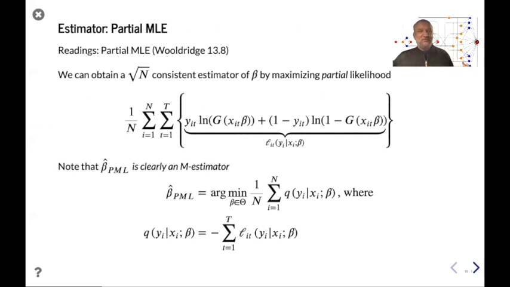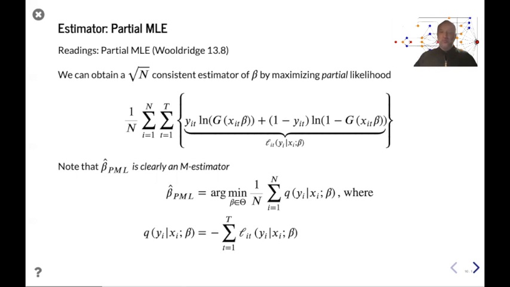The answer is yes. It's called partial maximum likelihood. It's my impression that Jesper did not cover that in detail. Doesn't mean that it's not important, and for now, we actually need it. The reference to Wooldridge is section 13.8, where there's a chapter for basically pooled maximum likelihood or partial maximum likelihood.